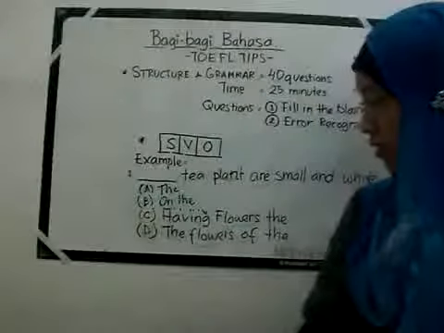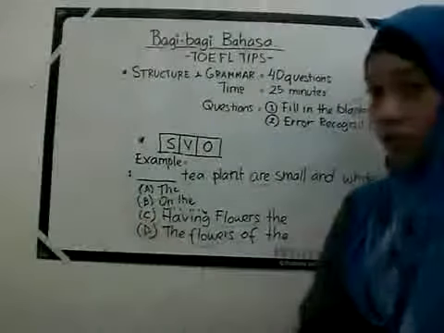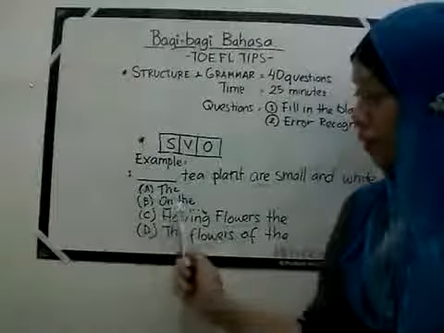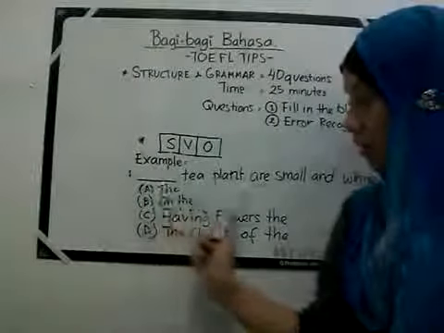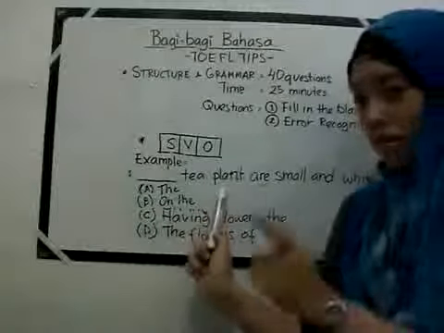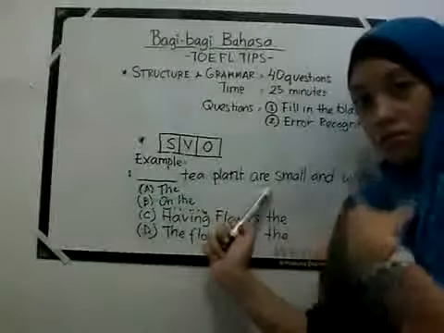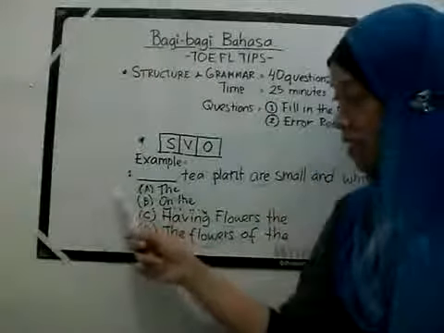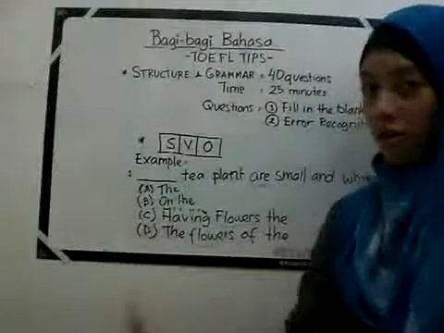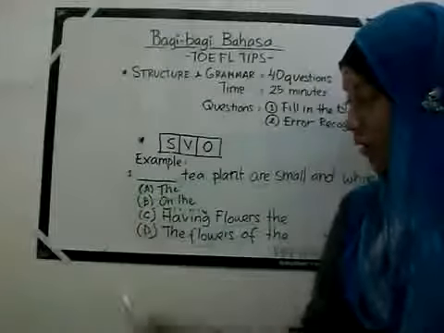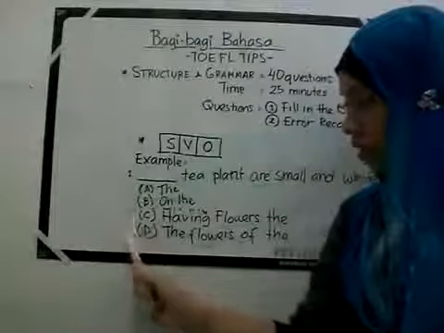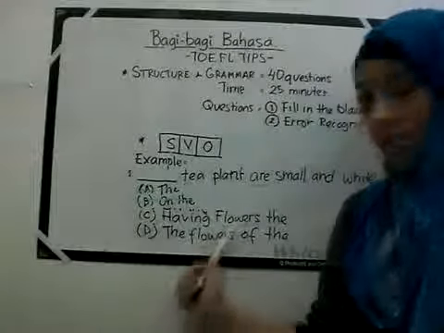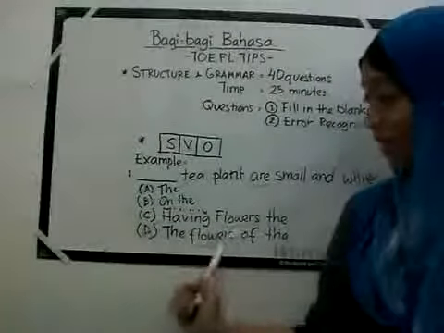And where is the plural subject? A and B is obvious. It's not plural. It's only an article and "on the". If you put these here, "the tea plant", plant is singular, and then you see "are" as plural. It doesn't match. It doesn't connect. So basically, A and B are the incorrect answers. All you have to do is choose between C and D. And here you have "flowers", which is the correct subject that we need.